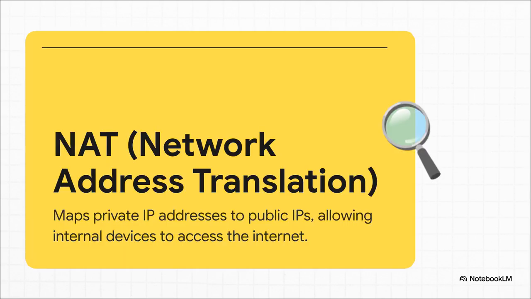So that begs the question, right? How does your laptop with its private IP actually get out to the internet? The magic happens with something called NAT, or Network Address Translation. The best way to picture it is like a receptionist at a big office. Your router acts as that receptionist. It takes the requests from your laptop, swaps out your private internal IP for its one public IP, and sends the request out. When the answer comes back from the internet, the router remembers who asked and forwards it directly back to your laptop. It's the bridge between your private world and the public internet.